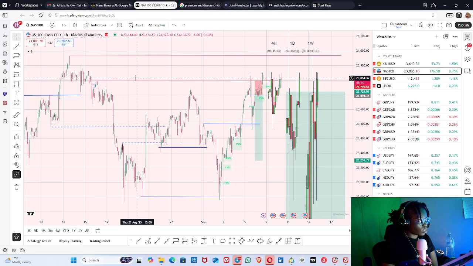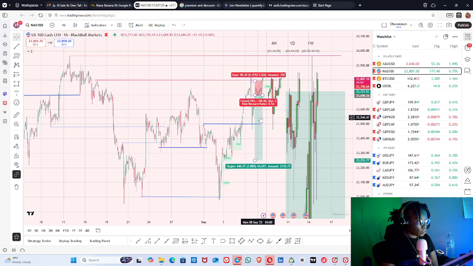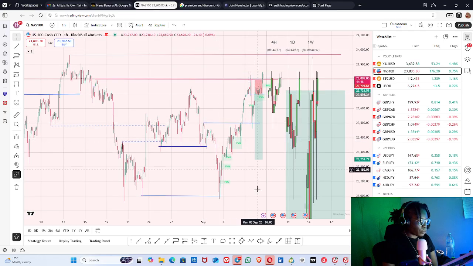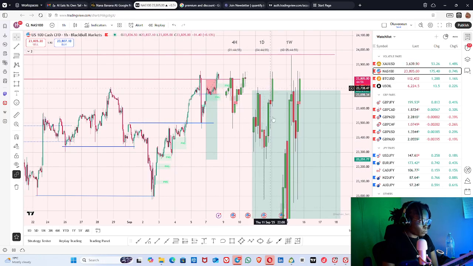there was a draw on liquidity right here. When there was a draw on liquidity, immediately we had a straight sell to this breaker block here. It used this breaker block as an area of support, then pushed back up.